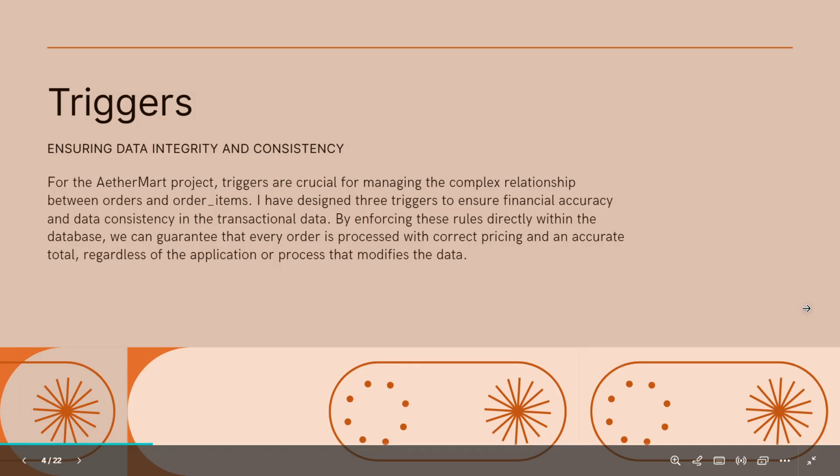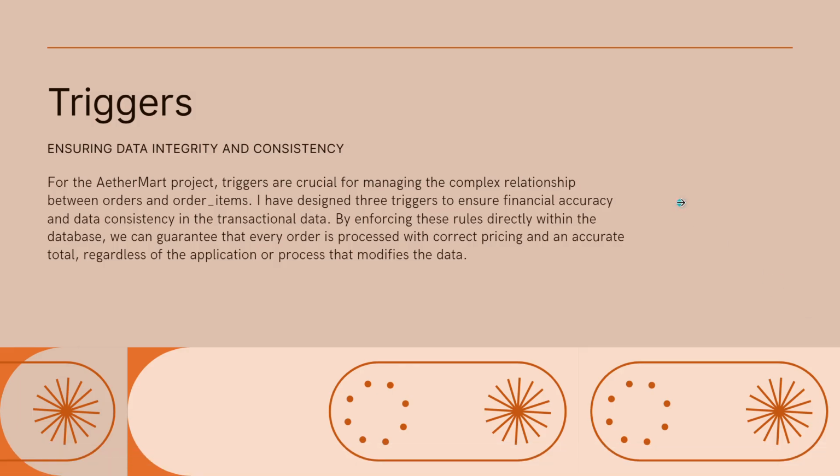So I'll quickly start with triggers. So basically, a trigger is a special SQL code that runs automatically when a certain event happens. They are used to enforce rules, prevent bad data, and automate some logic that we cannot basically directly put into some SQL statements.